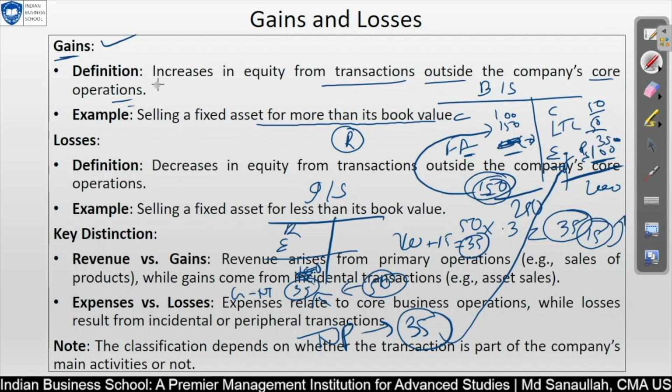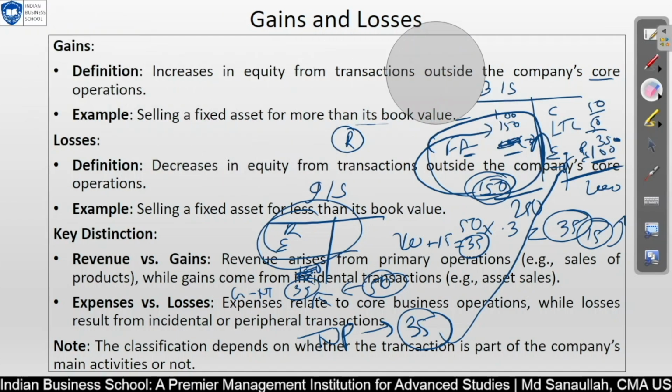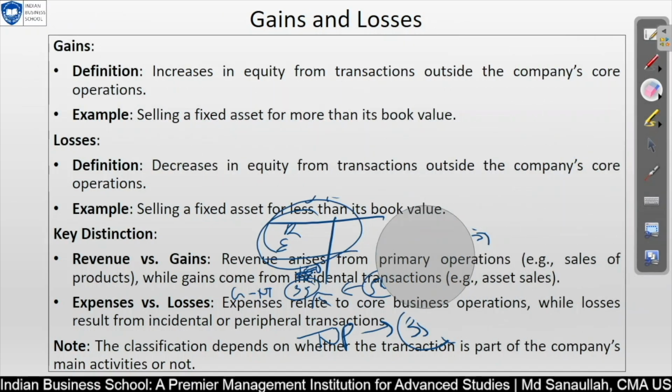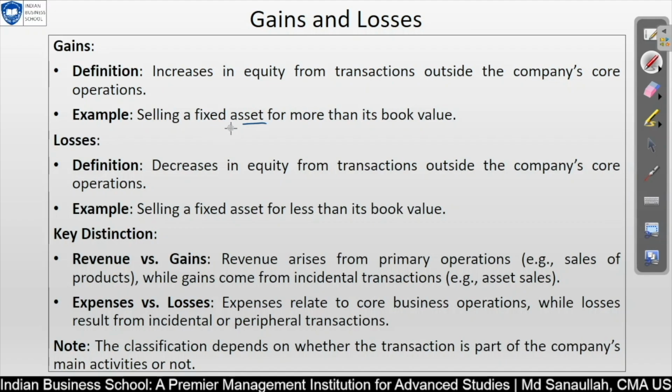So that is what they are saying: an increase in equity from the transaction. Equity will increase from the transaction, and this transaction is from outside the core business, other than the main business. If you sold a fixed asset, that is not your main business, but it is increasing your equity. This is the meaning of gain. I hope it is a comprehensive explanation of gain. Selling of a fixed asset is your gain.